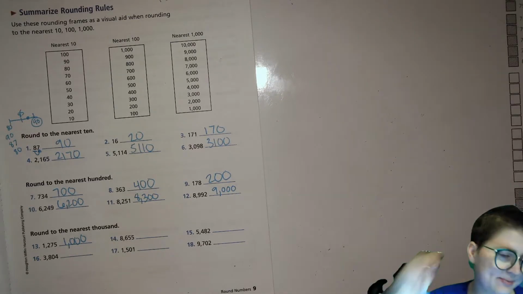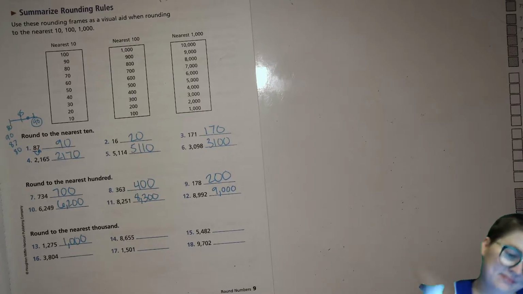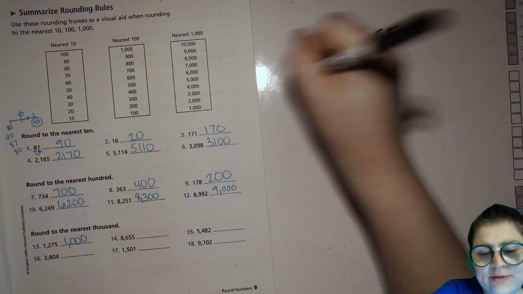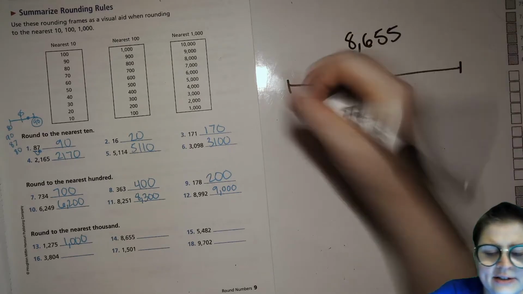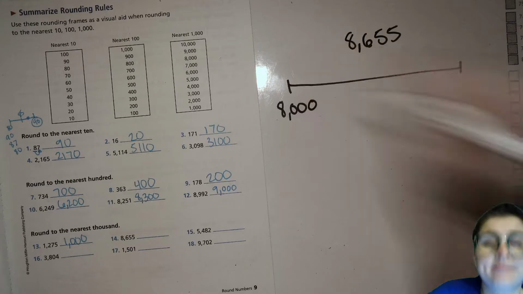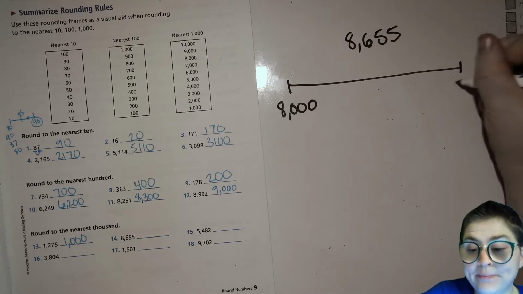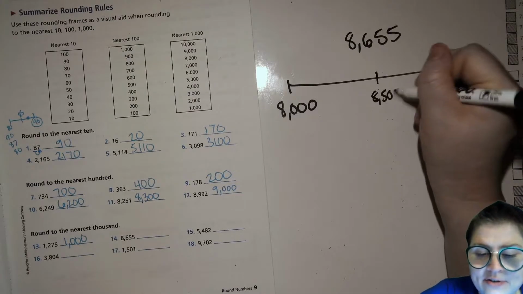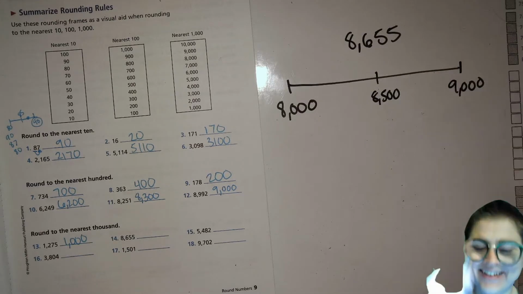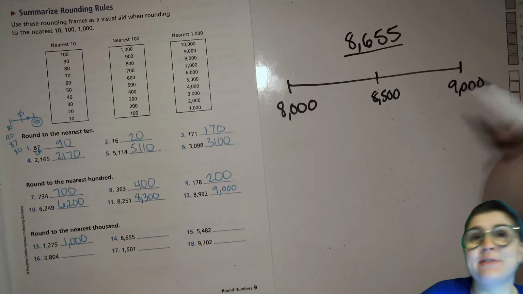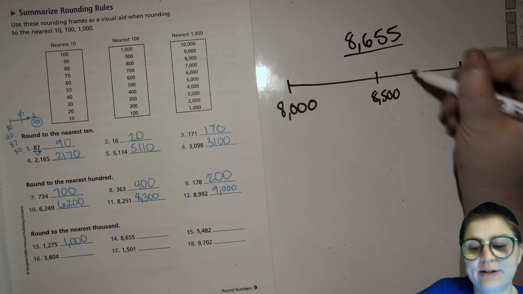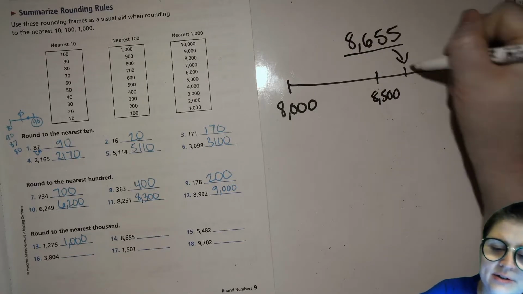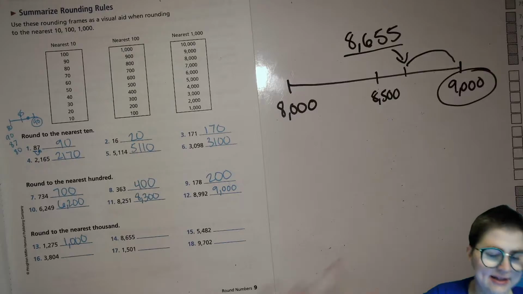Let's do the next one. Our number is 8,655. We are currently at which 1,000? 8,000. The next 1,000 will be what? 9,000. Halfway in between is 8,500. Then, where's 8,655? It's past the 500, right? It's over here somewhere. Which means we are closer to 9,000.